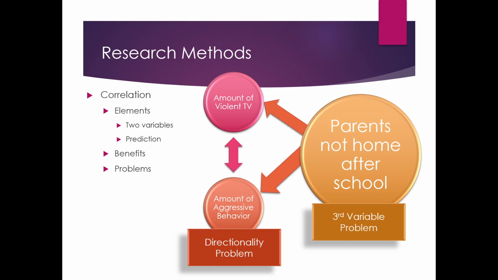There could be a third variable that's causing these two to appear to go together, when in fact they're only going together because of their relationship to the third variable. And if we didn't measure that third variable, if we didn't make sure that all the kids in our study had parents who were or weren't at home, if we didn't control for that variable, then there would be no way for us to figure out whether there's a third variable that's actually causing the relationship. So we have to be really super careful.